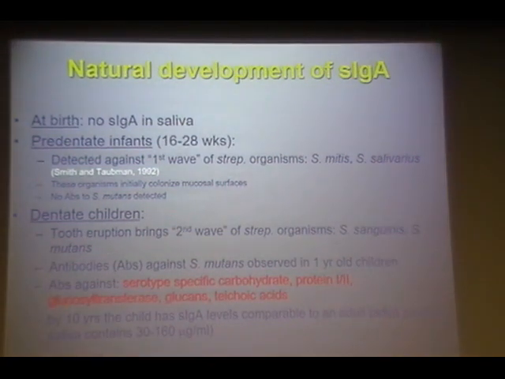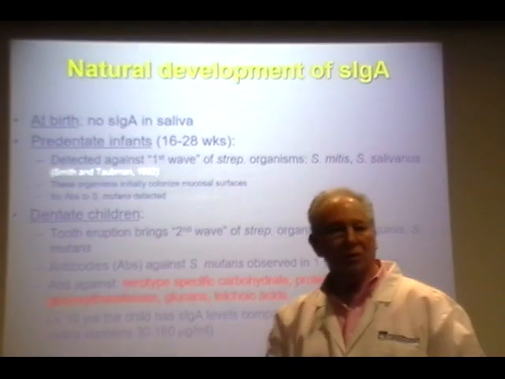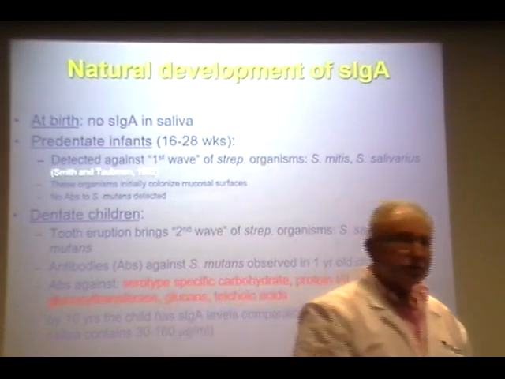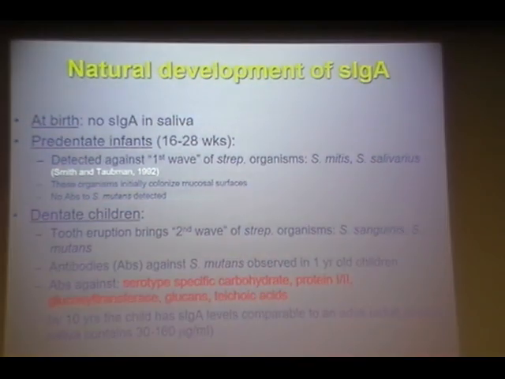Now you've got dentate children. The tooth eruption brings a second wave of strep organisms. A second wave. And here you see strep sanguinis and strep mutans. The problem is that strep mutans is a highly effective organism that produces tremendous amounts of lactic acid during the fermentation process. Strep sanguinis doesn't approach that at all. But strep sanguinis binds exceedingly well to salivary pellicle. So that's a good bug. And again, strep mutans does not bind well to salivary pellicle.